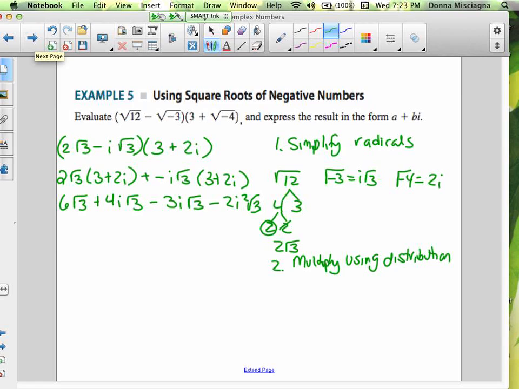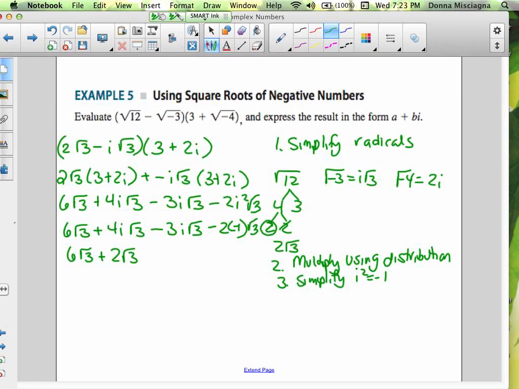All right, so now let's simplify. Remember that i squared equals negative 1. All right, and then we'll start combining terms. So 6 square roots of 3 plus 4i square roots of 3 minus 3i square roots of 3. And now this would be minus 2 times negative 1 square roots of 3. So that's going to make this 6 square roots of 3 plus, right, that's two negatives, 2 square roots of 3. We can add those together.